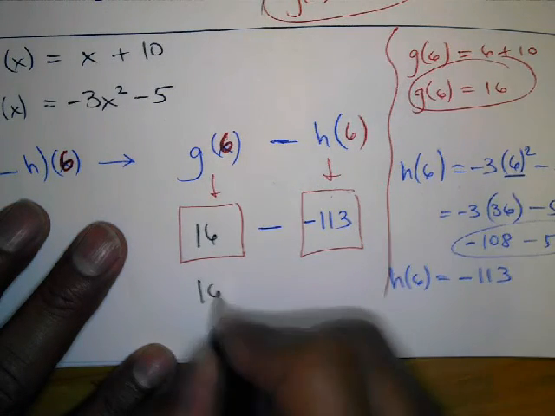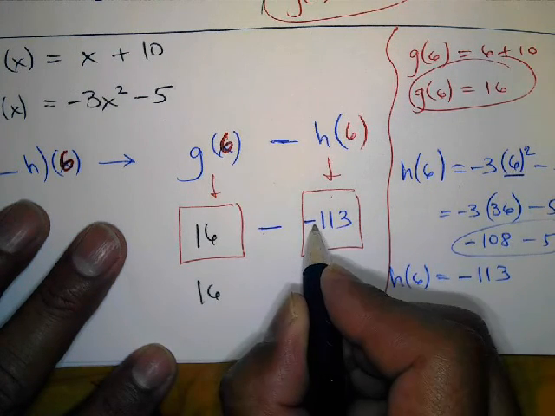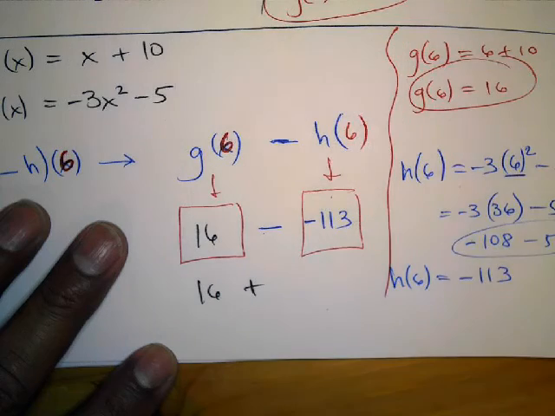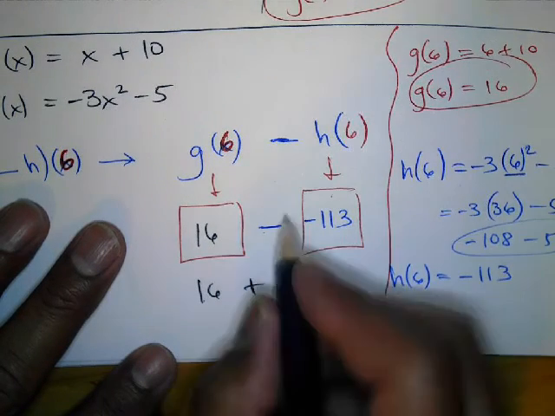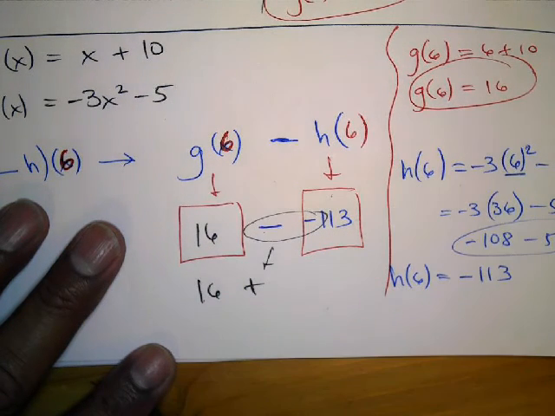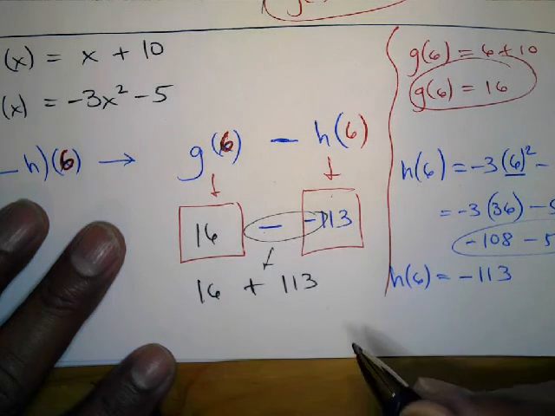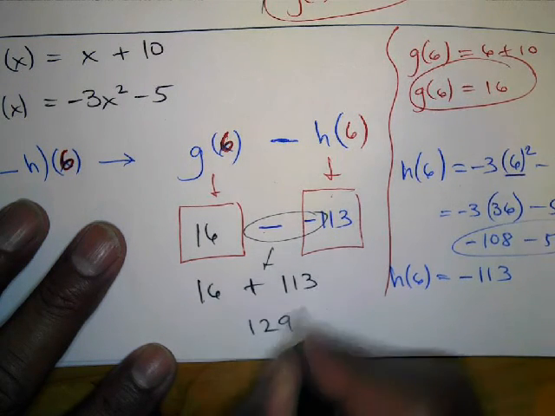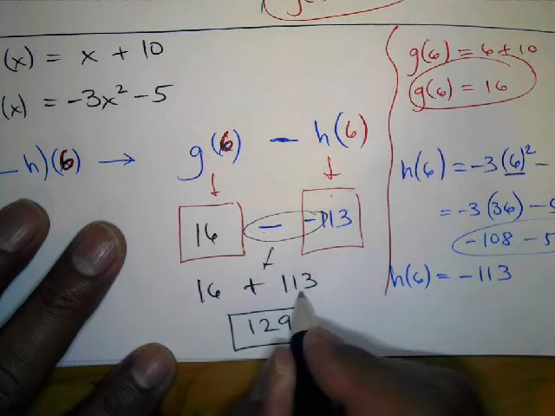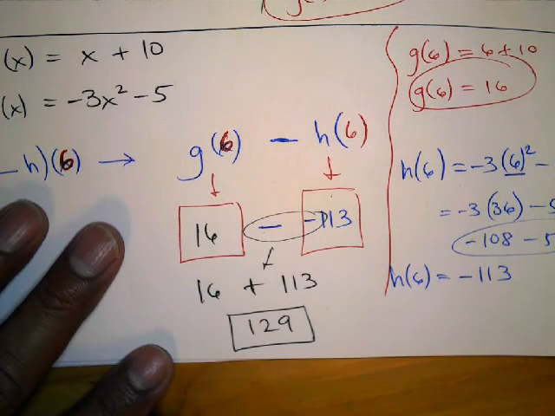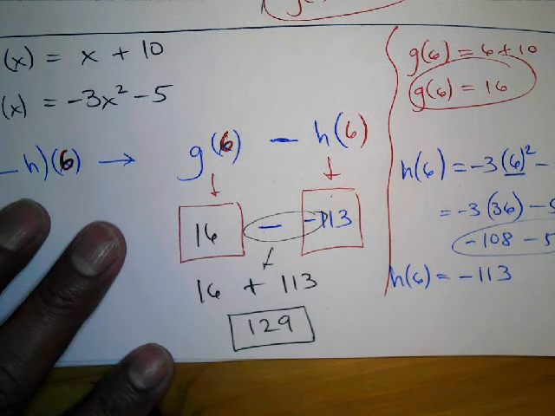And now what do you got to do? 16, and this takeaway and this negative change to a plus. Right? These two will change to a plus. So it's actually 16 plus 113. I'm going to get 129. When I add 16 plus 113, that's 129. That's the answer.